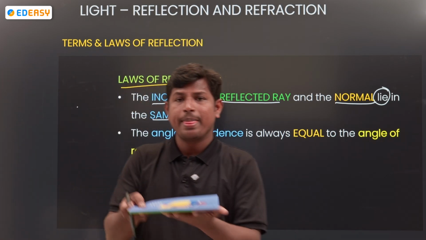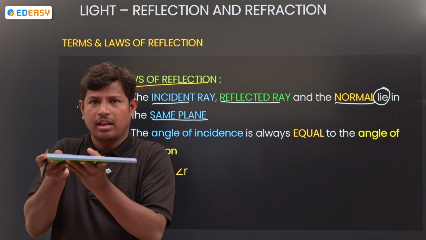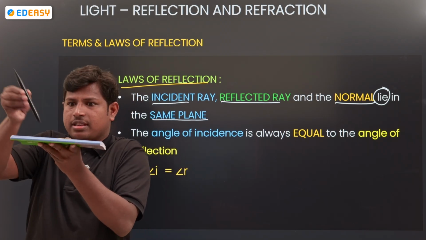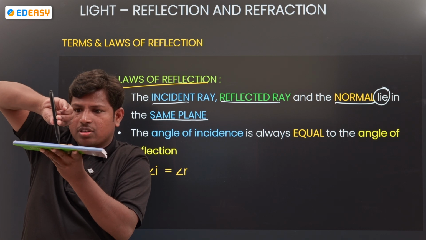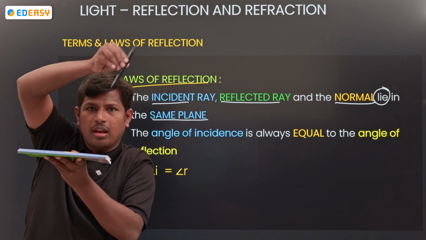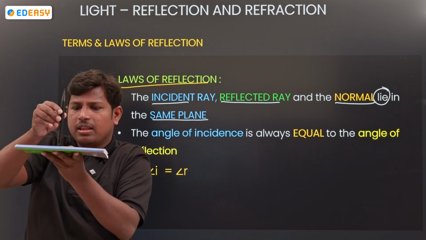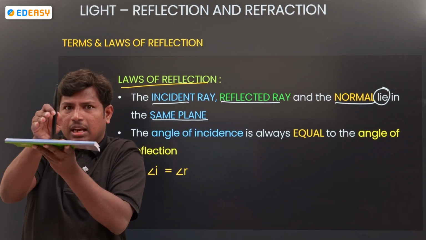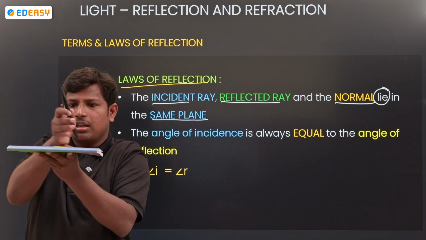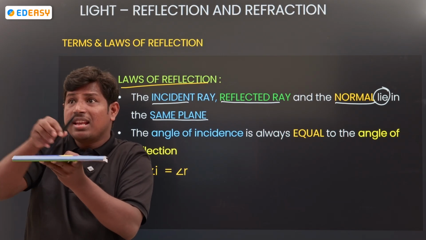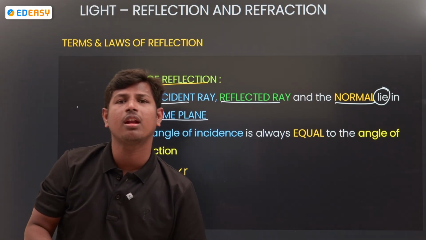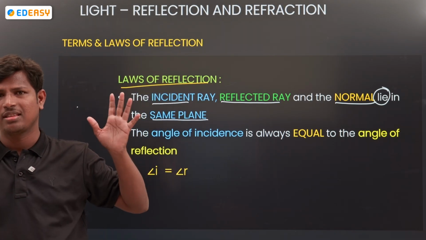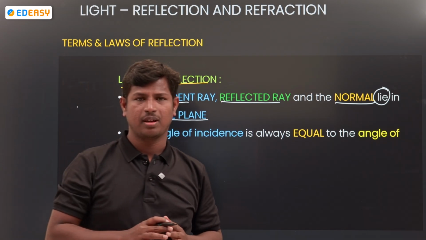For example, I am taking a book here. Incident ray strikes, and after striking, it goes back as the reflected ray. And where will the normal be? Here is the normal, perpendicular to the surface. The incident ray, reflected ray and normal, these three lie in the same plane. That is the first law of reflection. Clear?